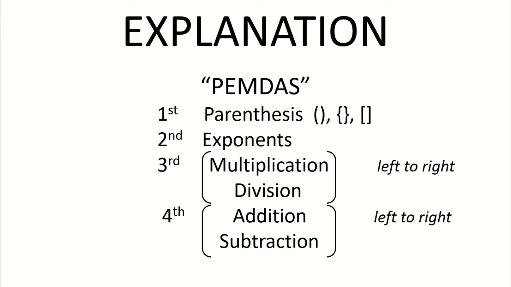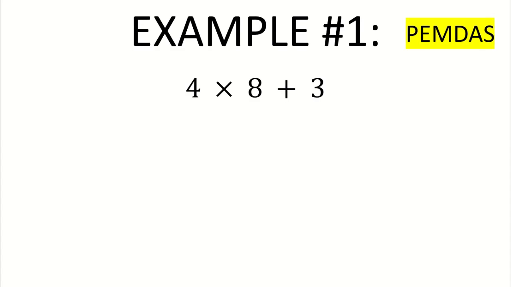But it is recommended to perform these operations from left to right in order to get the accurate answer. Now, let's put all the theory aside and start solving some examples. Shall we? We will start with something relatively easy and then we will work our way to some complex examples. Example number 1. Let's take this expression: 4 × 8 + 3.